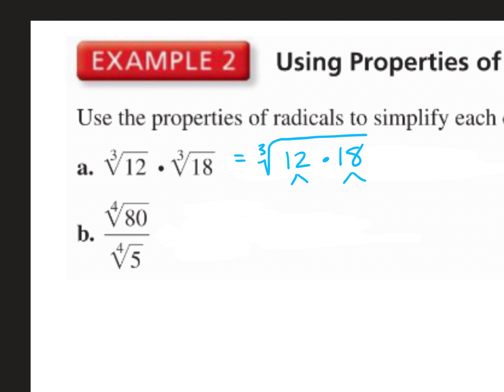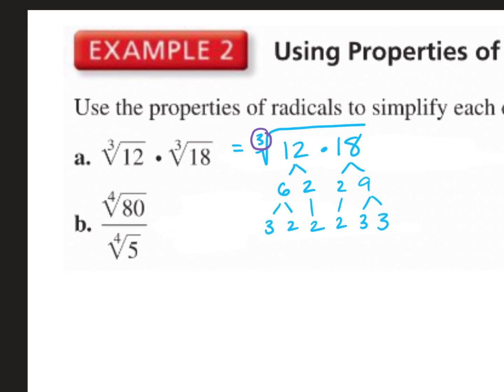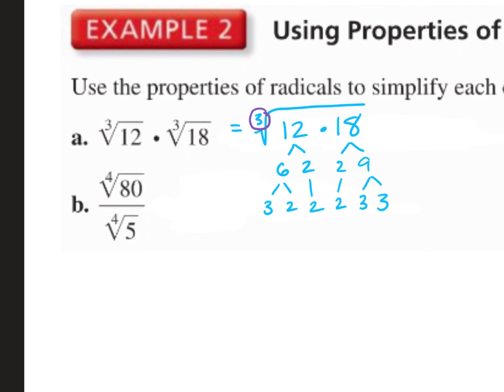What are 2 factors of 12? 6 and 2. And 2 factors of 6? 3 and 2. 2 factors of 18? 2 and 9, and 2 would be 2. 2 factors of 9? 3 and 3. How many of a kind do I need to circle here? 3 of a kind. Do I have 3 of a kind? I have 3 2s and 3 3s.